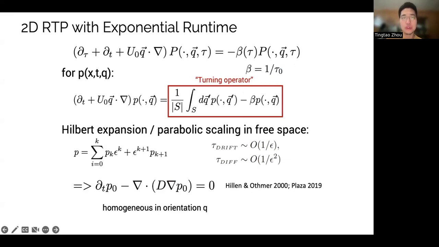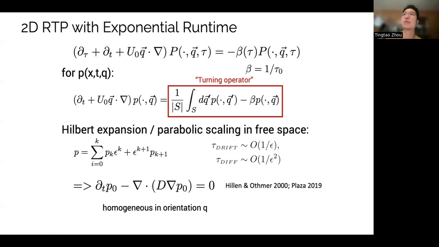The whole point of doing this multi-scale analysis is that in experiments, it's very difficult to measure Q, right? So we don't know Q. We typically know the space-time distribution, right? So now we want to get rid of the Q, and that's why we do this multi-scale expansion. But in this Hilbert expansion, you have the sum of pk times epsilon to the power k. So what is that pk is my question.